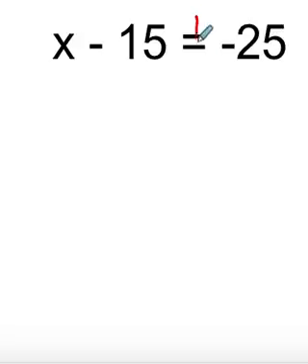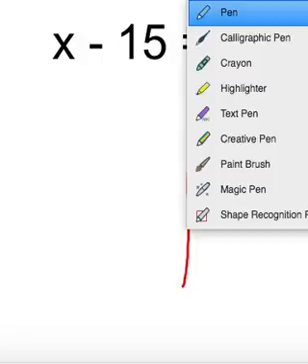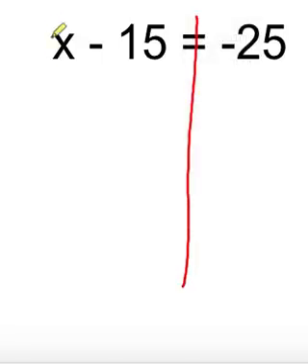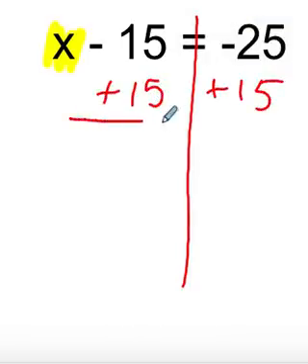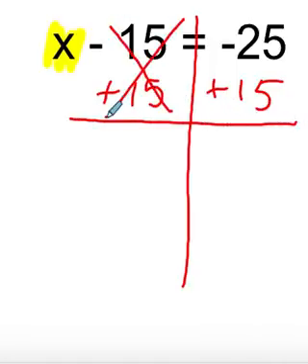Example number 3. My equation is x minus 15 equals negative 25. Again, I'm looking for my variable. My variable is x, and I need to get rid of minus 15. So the opposite of subtracting 15 would be adding 15. So I'm going to write that on both sides. Negative 15 and a positive 15 cancel each other out, which leaves me with an x. I'm going to bring down my equal sign.